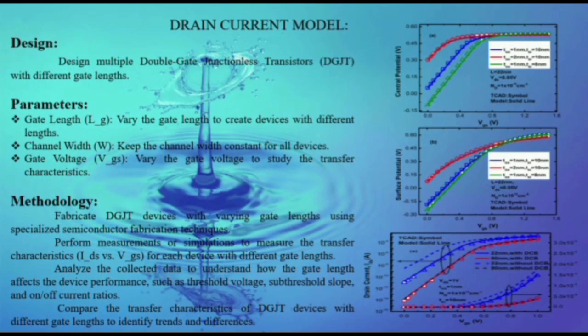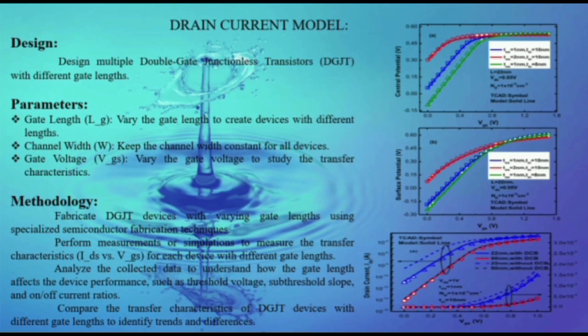And in this graph, the design involved is a multi-gate double gate junctionless transistor with different gate lengths. Parameters included are gate length, channel width, and gate voltage. The gate length is varied to create devices with different lengths, and the channel width is kept constant for the devices, and the gate voltage is varied to study the transfer characteristics.